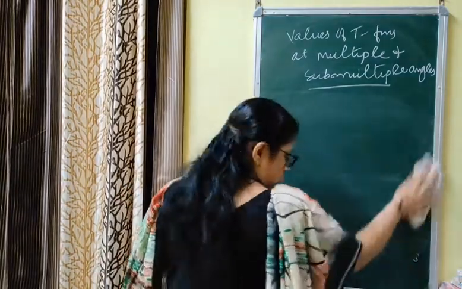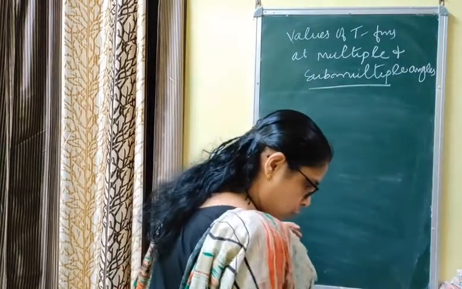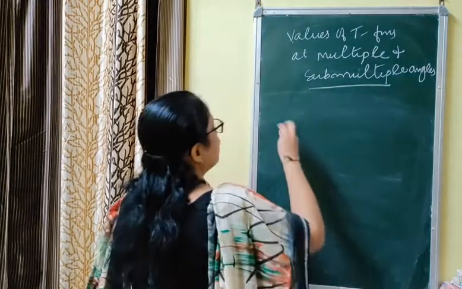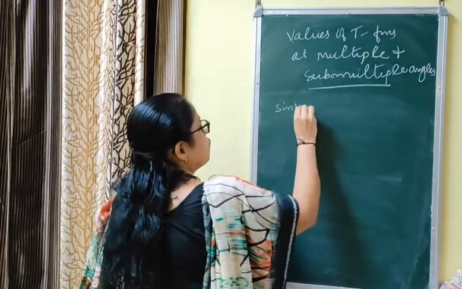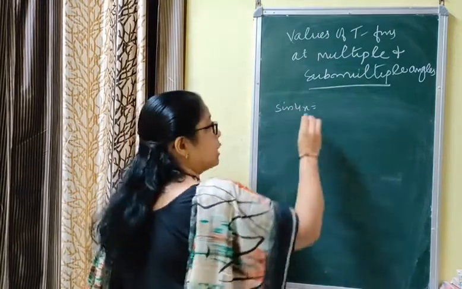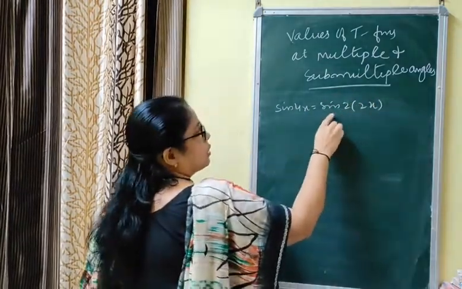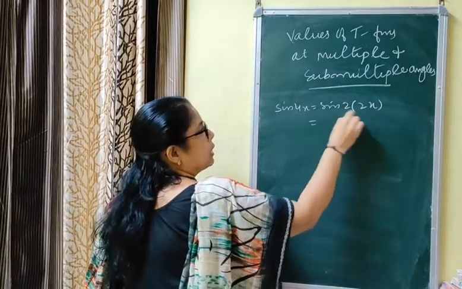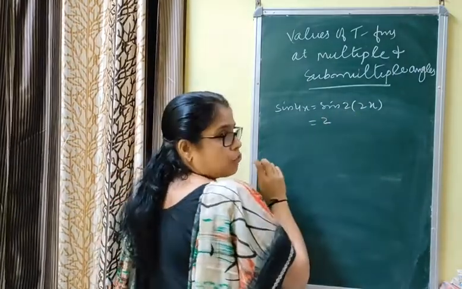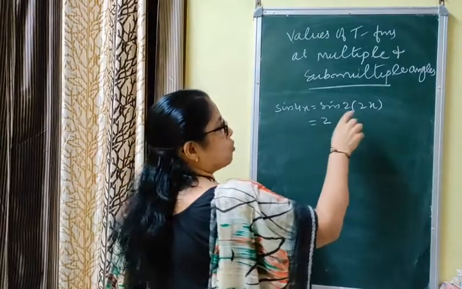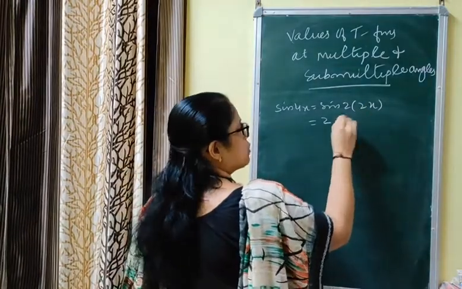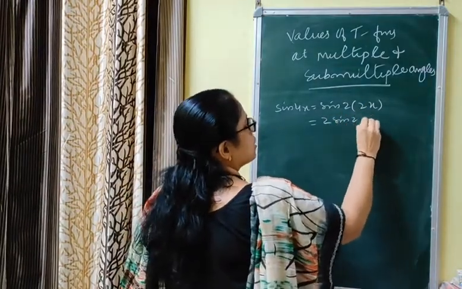Next, the question is not finishing here. Now you are asked to find sin 4x. How can we change sin 4x? Sin 4x can be written in terms of sin 2x as sin 2 into 2x. See, this is of the form sin 2 theta. Theta is 2x, so we can apply the formula sin 2x is 2 sin x cos x. Here in the place of x, 2x will come. 2 sin 2x cos 2x.